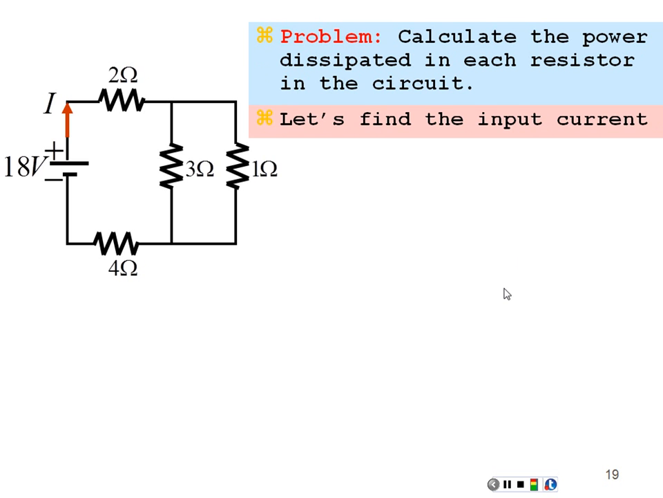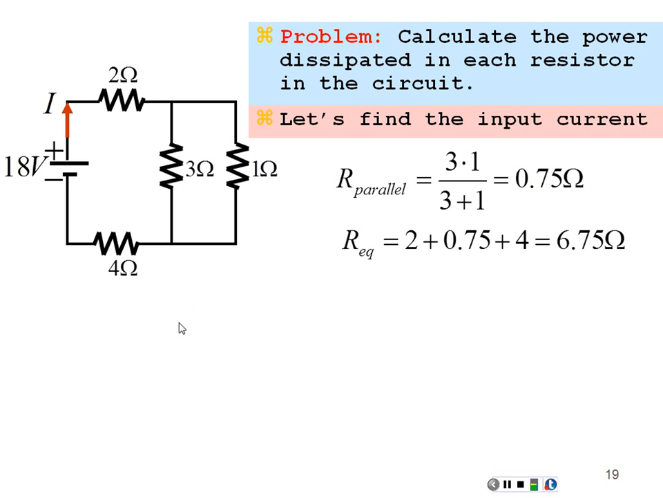Let's find the input current first. Our parallel combination, we have 2 in parallel, we have a 3 and a 1. Product over the sum, 3 times 1 over 3 plus 1 is 3/4. So our parallel resistance is 0.75 ohms. We're going to replace that parallel combination with that, and now the 2 and the 0.75 and the 4 will be in series. So our equivalent resistance will be 2 plus 0.75 plus 4, or 6.75 ohms. So our total equivalent resistance of this network is 6.75 ohms.